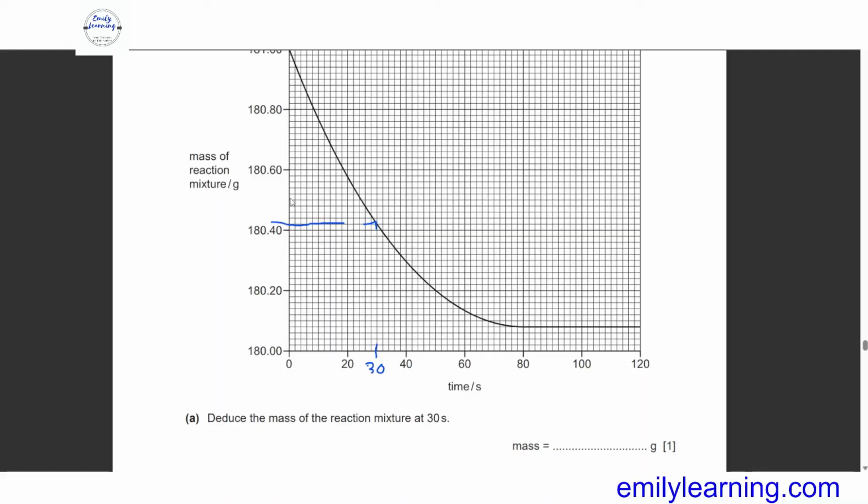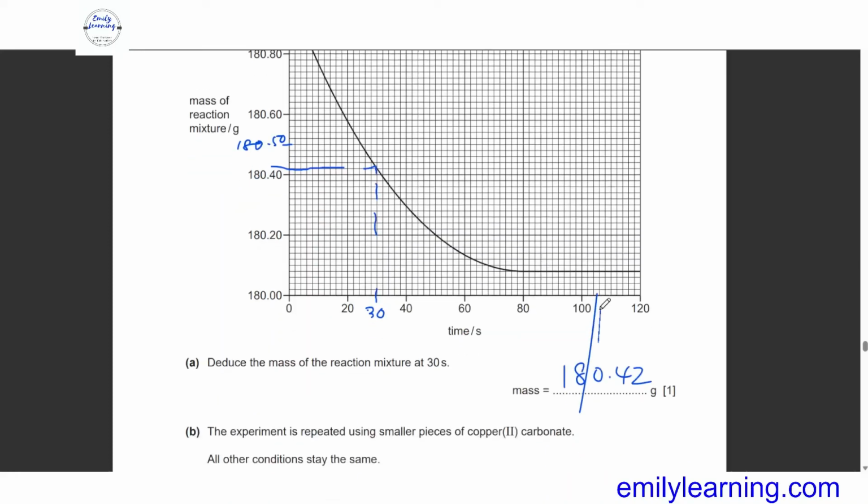This is 180.40. This one is 180.50. Each small square represents 0.2, so here it will be 180.42. So the mass is 180.42. Basically you just need to read off the graph.